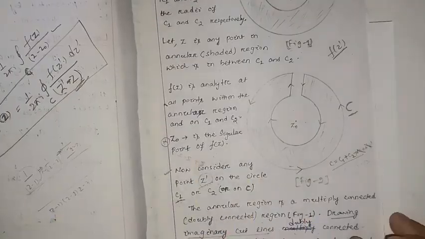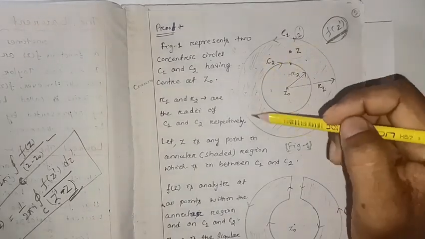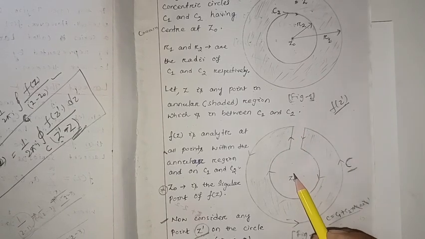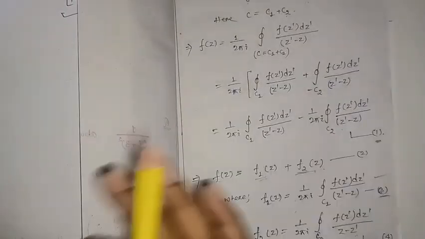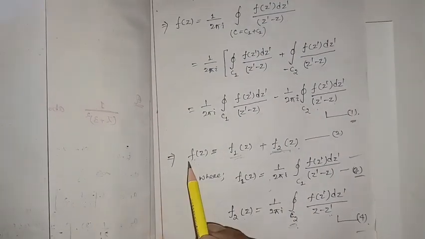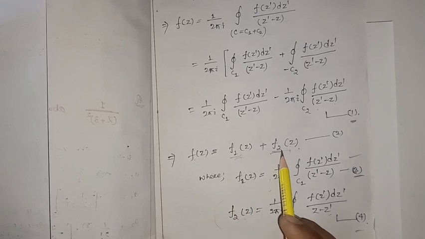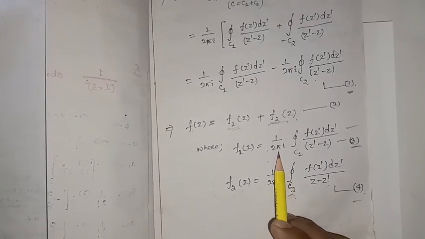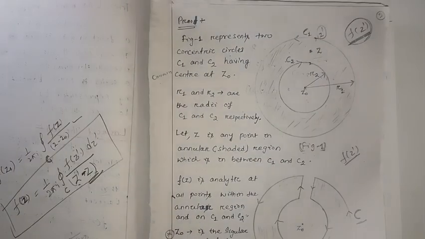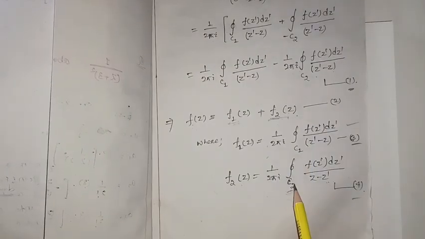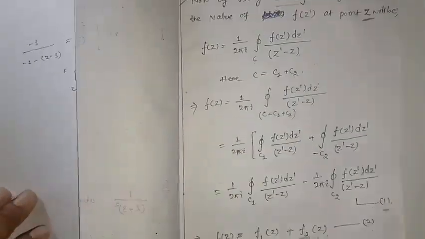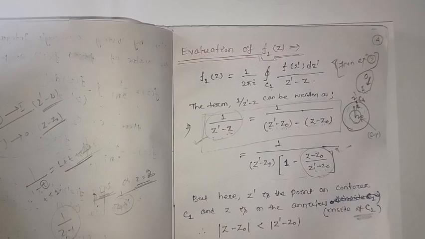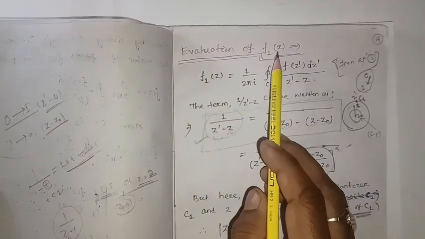Each and every step we have discussed: how we take the outer circle and inner circle, then how we consider the cross cut by removing z0 where the function is not analytic. We found that the function f(z) will be f1(z) plus f2(z). f1(z) is one integral, f2(z) is another integral. f1(z) considers the C1 circle, the outer circle, and f2(z) considers the inner circle. By using Cauchy's integral formula we proved the Laurent series.